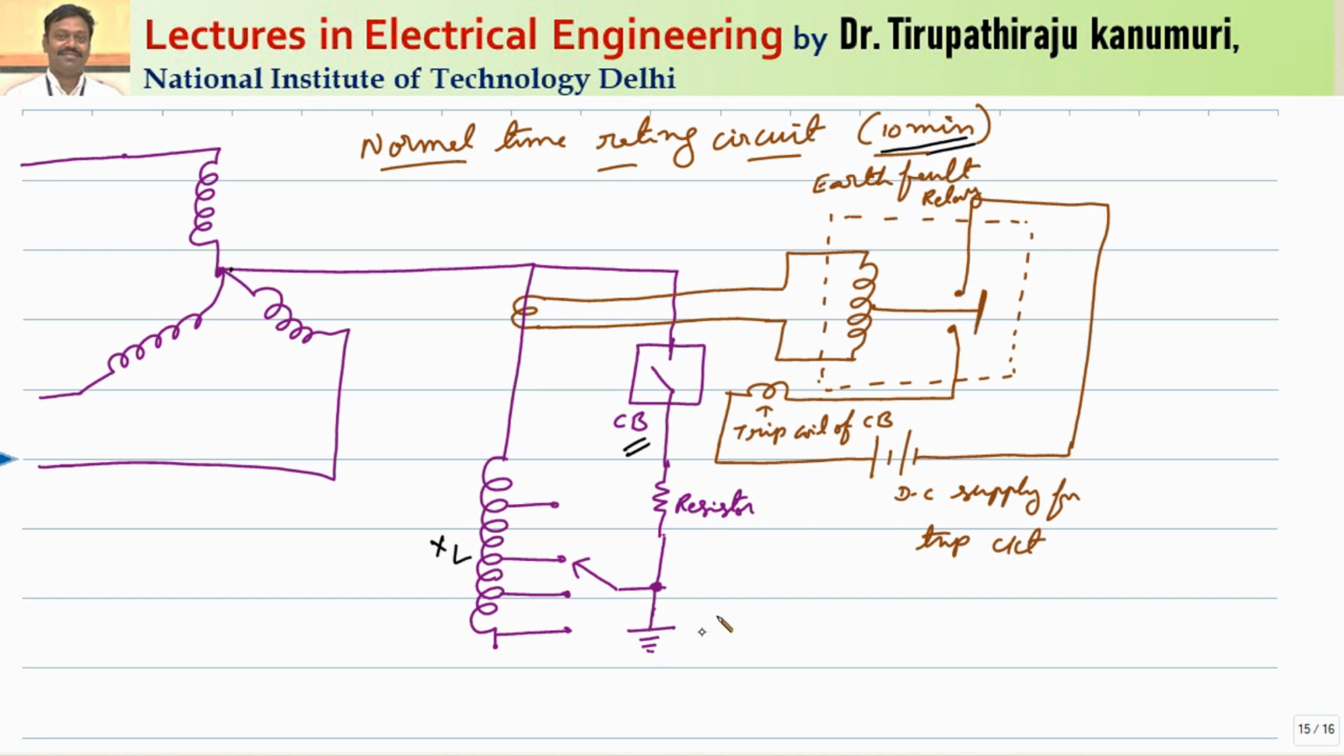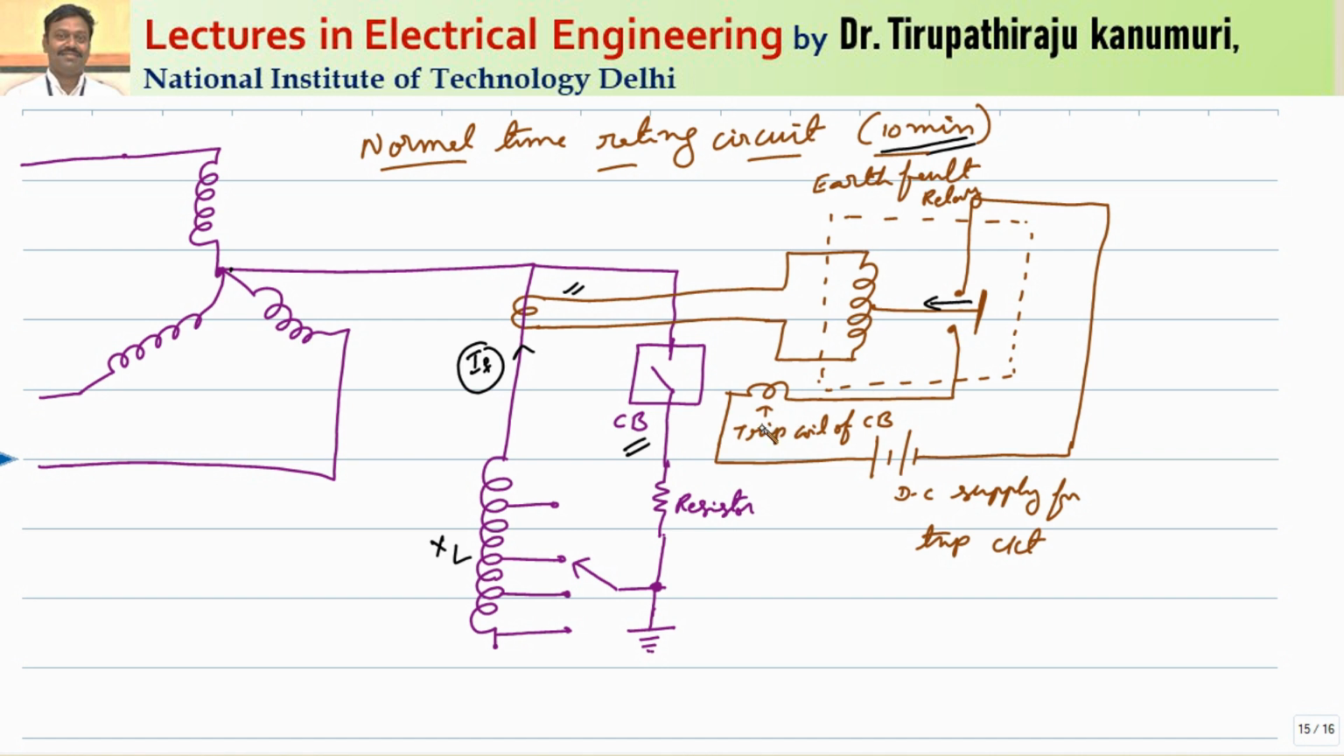So now what happens, if this is the earth fault relay, if some earth fault current, let us assume some IF is passing through this, this relay will detect the fault and it will be connected to a timer circuit. The timer will go on measuring the time. So if the time crosses 10 minutes, that means after 10 minutes, this earth fault relay will close the circuit. When the earth fault relay closes the circuit, what happens?